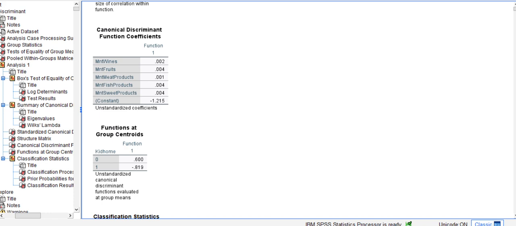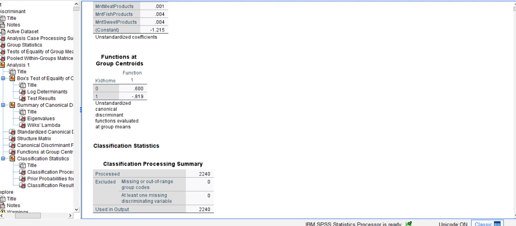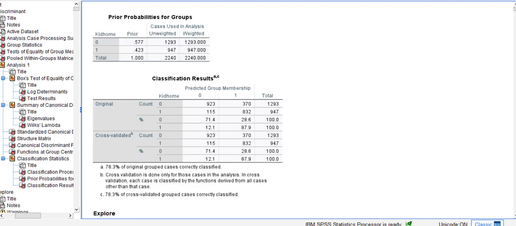The canonical discriminant function coefficients, these are the numbers that you plug into the formula that you add up, including the constant, and that's your abbreviated formula. The functions at group centroids shows us the size of the groups. Closer to 0 it is, the larger the group, and we saw that in the descriptive statistics as well. Then finally, in the classification results, we see that 78.3% of the original grouped cases were correctly classified.